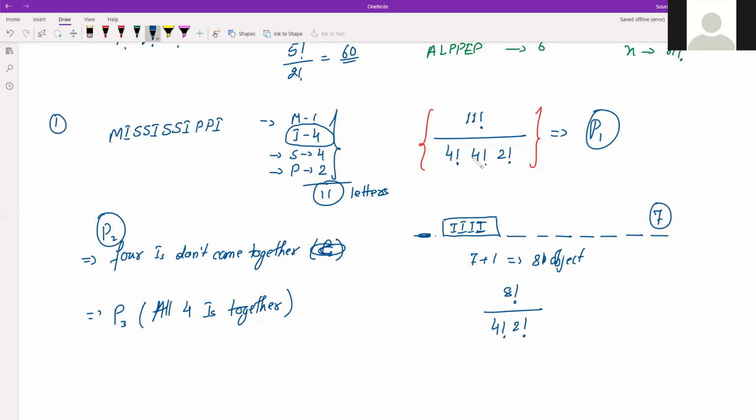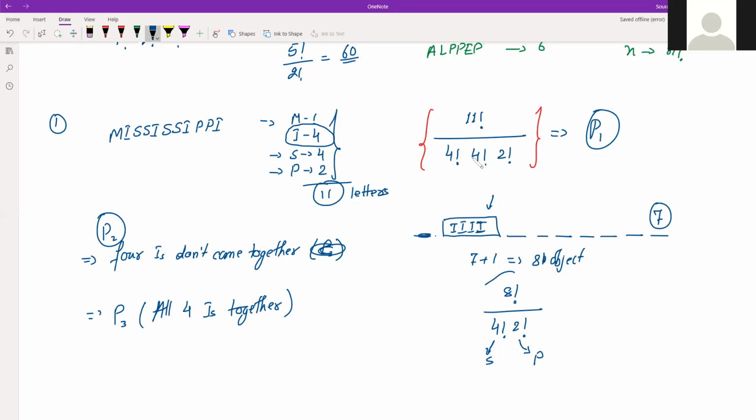I think you understood why. Because I's are anyways together. We are not counting them as 4 different objects. We have counted them as only one object. So we have not included there the number of ways of arrangement of these I's. So no need to divide it by 4 factorial due to that. But this 4 factorial is due to S and this 2 factorial is due to P.